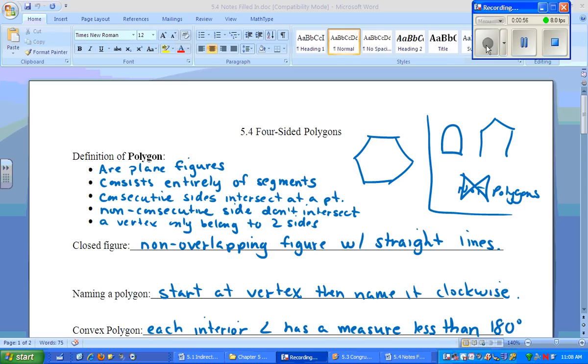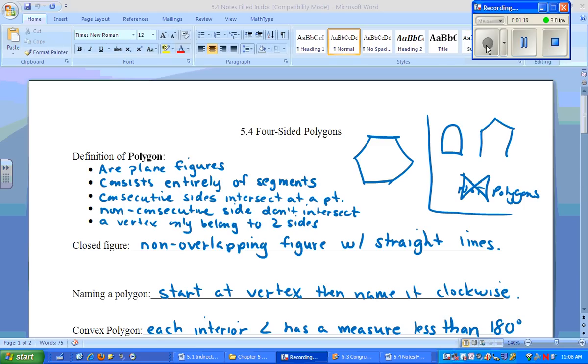So first off, we're going to define a polygon. Well, what is a polygon, you ask? It's got these criteria right here. Polygons are plane figures, so that means they're two-dimensional. They're on the piece of paper, they're on the board, they're in the book. They consist entirely of segments, so there's no rays, there's no lines, only segments. So it has to have a starting and an ending point, if you remember what a segment was.